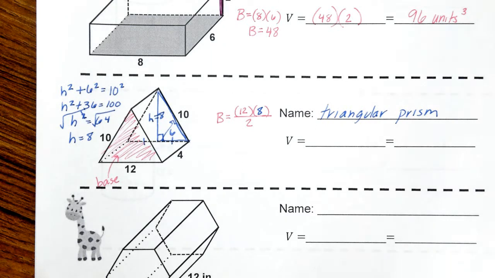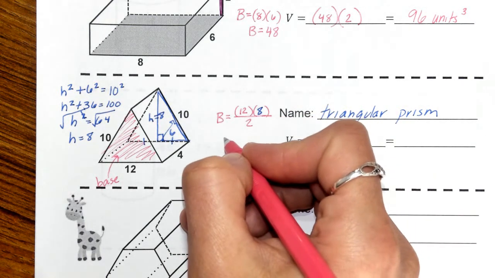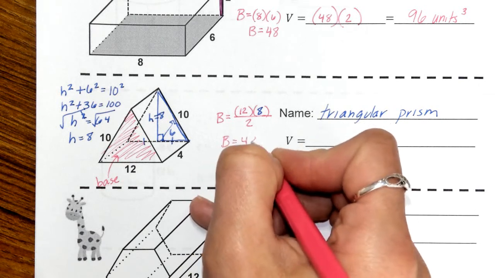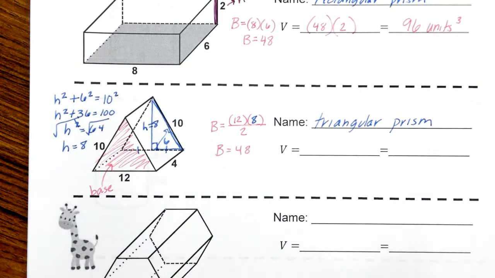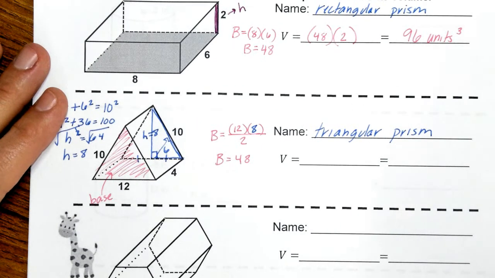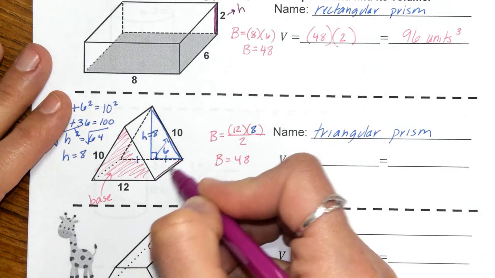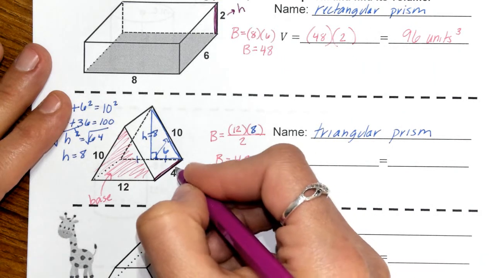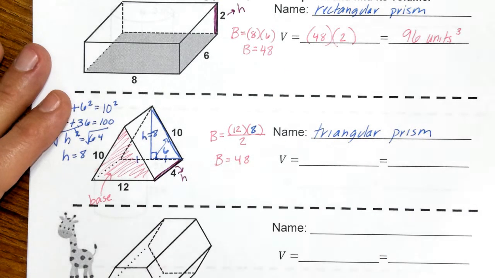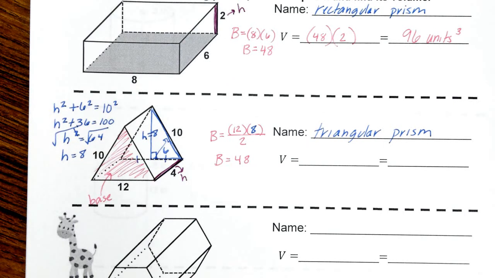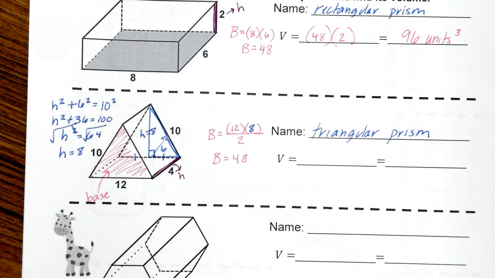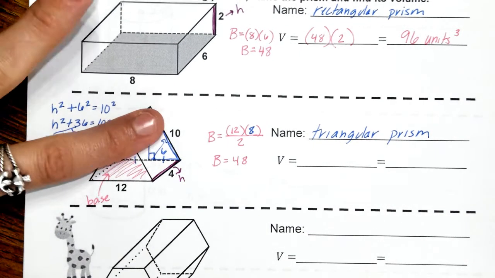When we solve for big B, as long as my math is correct, we're going to wind up with 48. Weirdly enough, the same area of the base as the last one. So now we're going to plug in for our formula, area of the base times the height. Remember, your height connects your two bases together. So it's going to be the pathway from one triangle to the next. So again, that h for the base, we're done with it. We're finished with it. Completely ignore it.